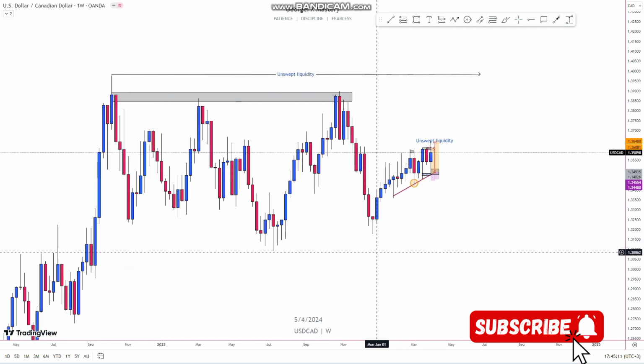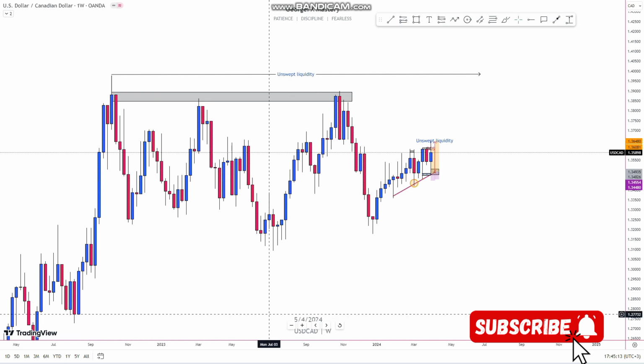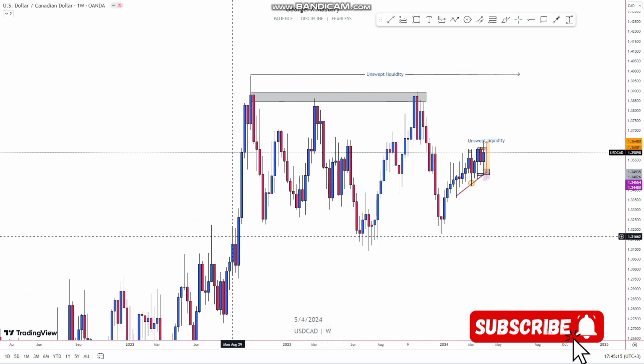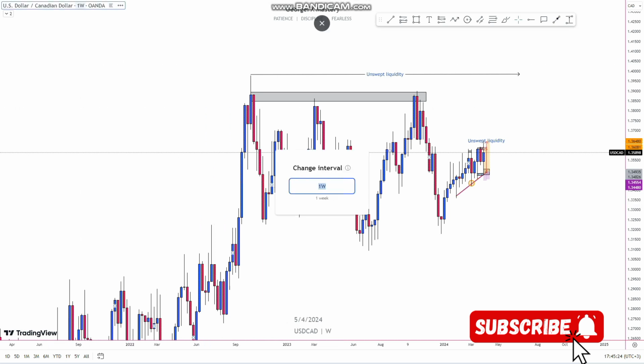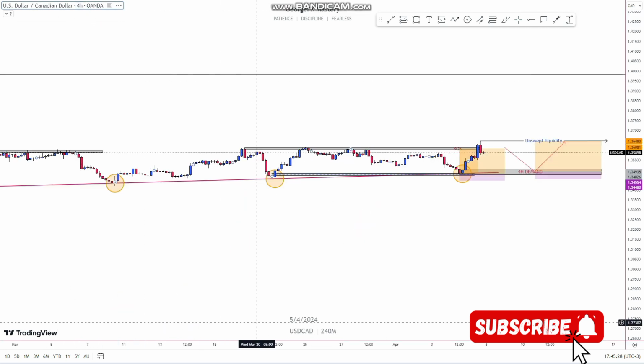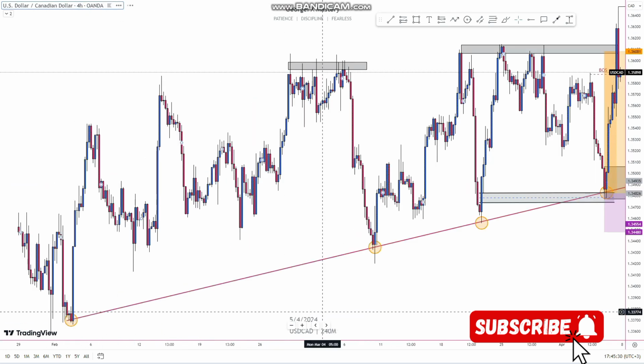That is why we come to the weekly time frame, or rather, you can use the daily time frame. It depends on what kind of trader you are. For me, I'm a swing trader. That is why I use the weekly time frame to find my bias. Then you can come down to the 4 hour time frame, and now you're looking for entries, looking for points in the market where you can go in.